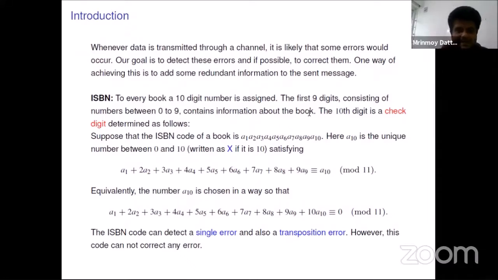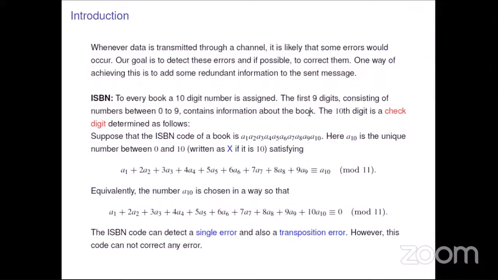It consists of 10 digits, let's say A1, A2, A3 up till A10. Now A1 to A9 could take values from 0 to 9, whereas A10 can take the value 10 also, but to keep the string a 10-digit number, it is often written as X.